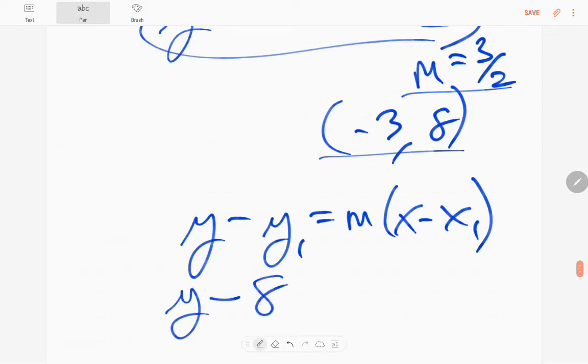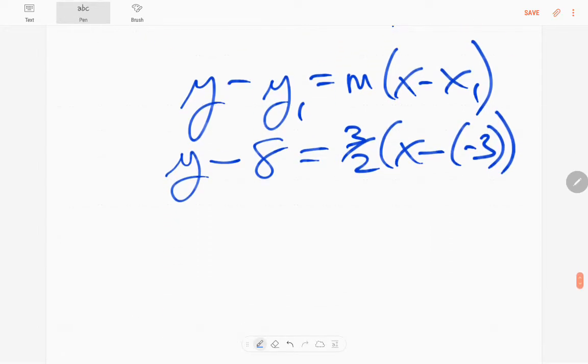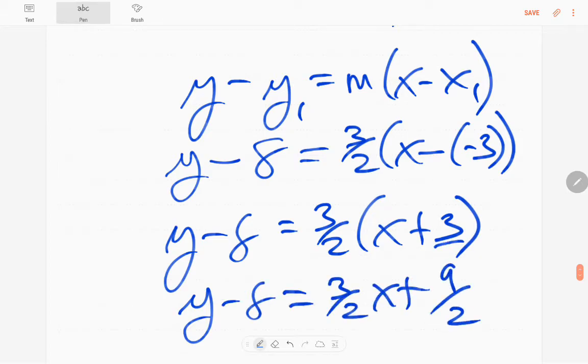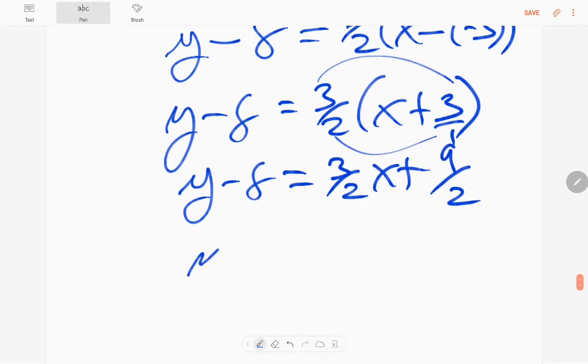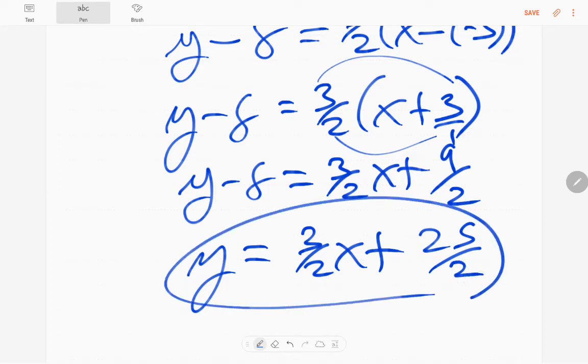y1 in this case is 8. It's the y-coordinate of that point. x1 is -3. Be careful with the negatives. You really have a double negative there. That'll turn into x + 3. Now distribute the 3/2. And that'll actually turn into a 9/2 because it's really 3 times 3 over 2 times 1. And the very last step, add 8 to both sides. So I'm just going to use a calculator for that. And I get 25/2. So that should be the equation.